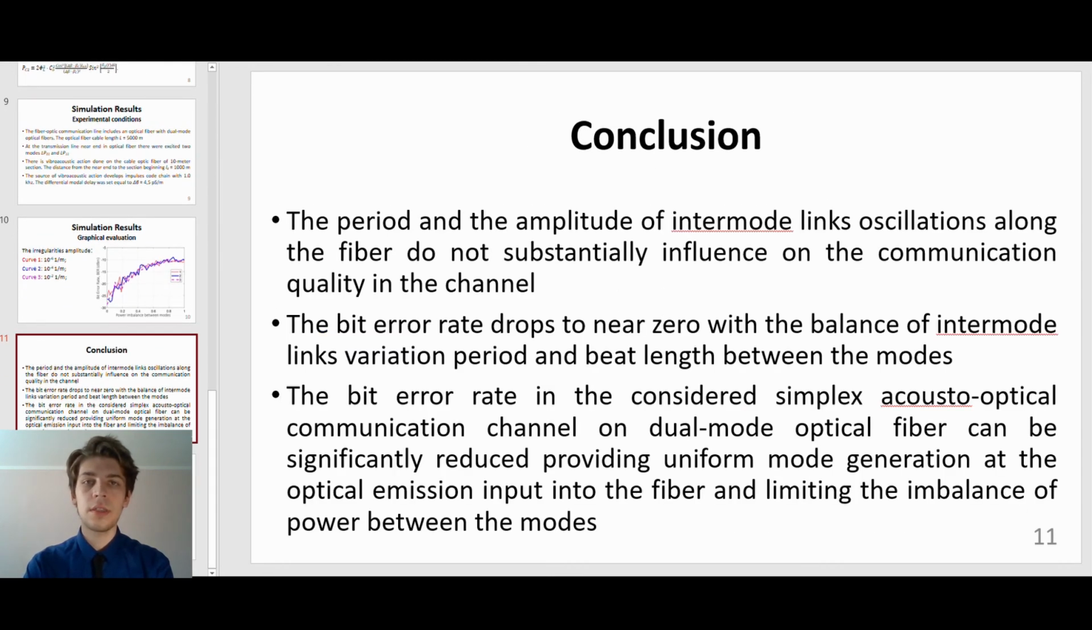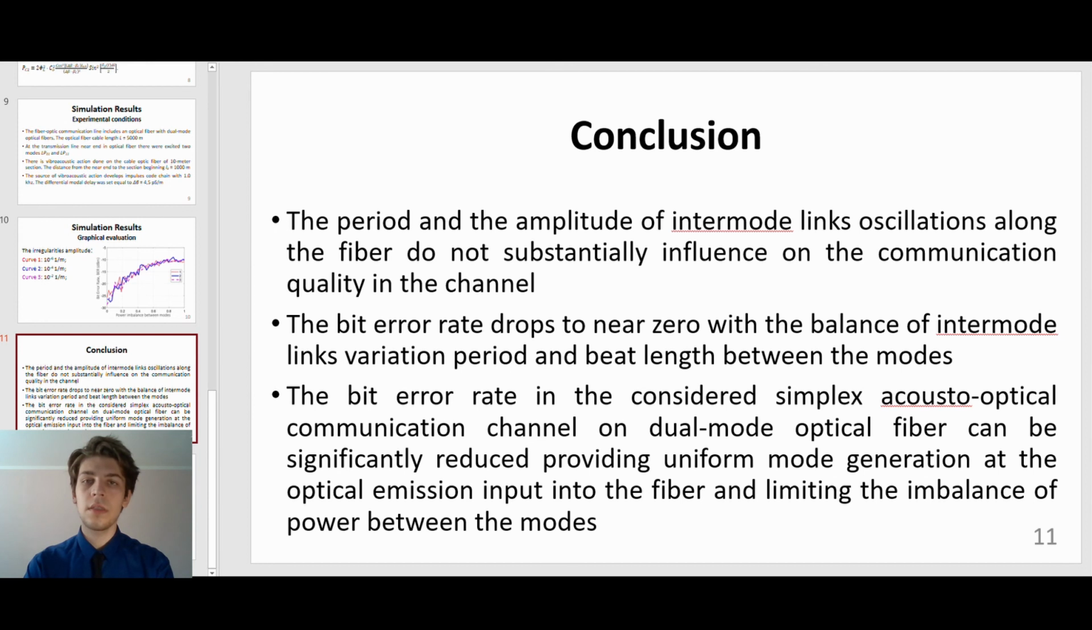According to the calculations, the period and the amplitude of intermode link oscillations along the fiber do not substantially influence the communication quality in the channel in question. It should be noted that the bit error rate drops to near zero with the balance of the intermode link variation period and bit length between the modes. On the other hand, the detuning is less than 10^-10 percent. That does not permit us to speak about this effect's application. The link's variation at the local point requires its own studies.